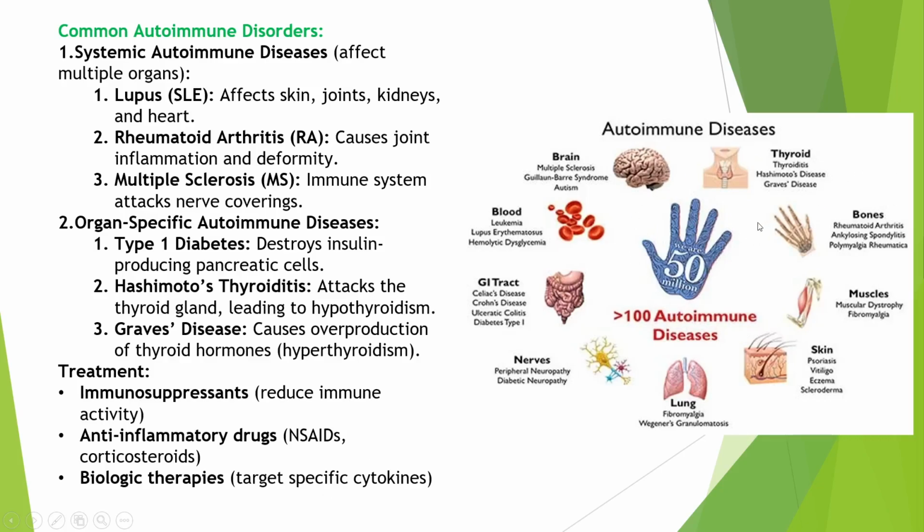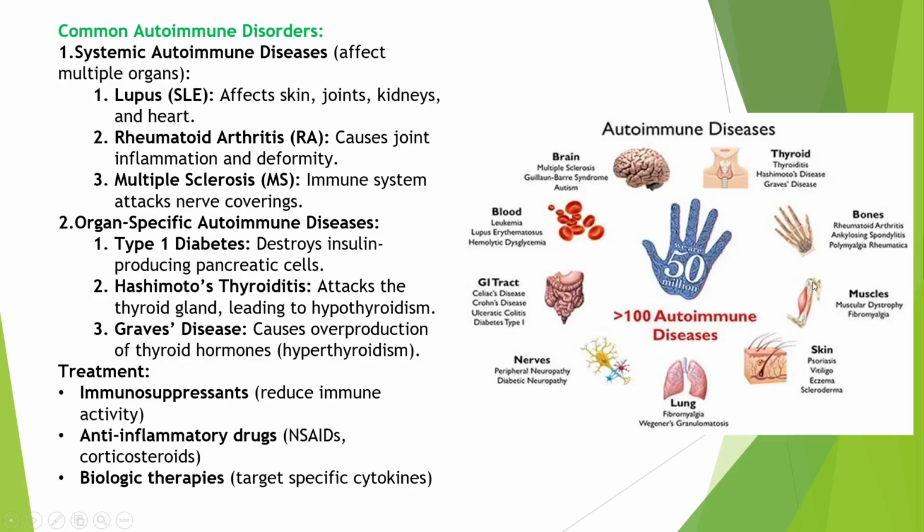So here you can see your autoimmune diseases affecting almost all organs and all the parts of the body. You have your thyroid, bones, muscles, skin, lungs, nerves, GI tract, blood, brain, and for every type of organ or part, there are again different types of conditions.